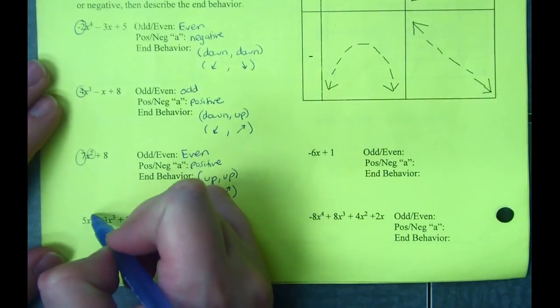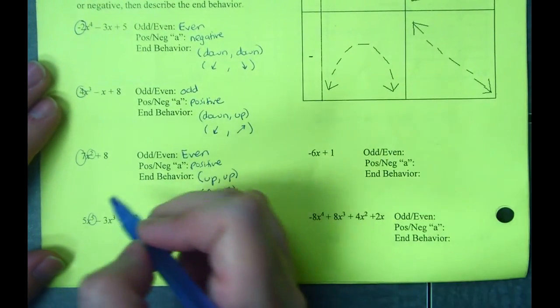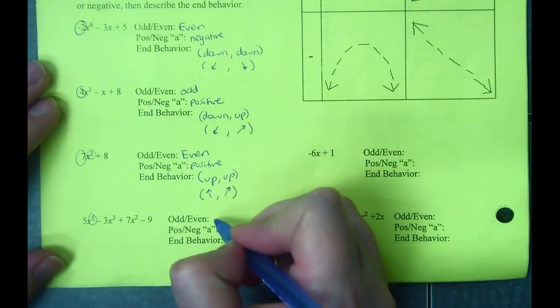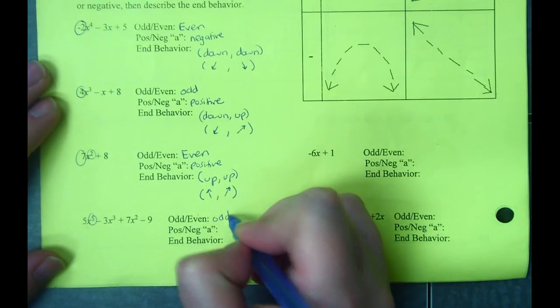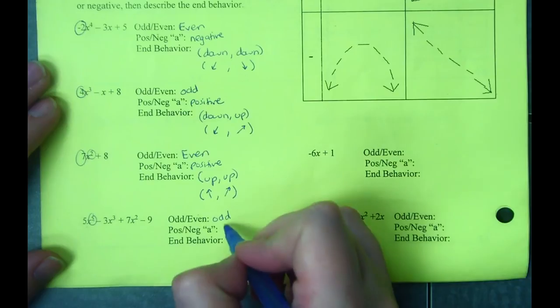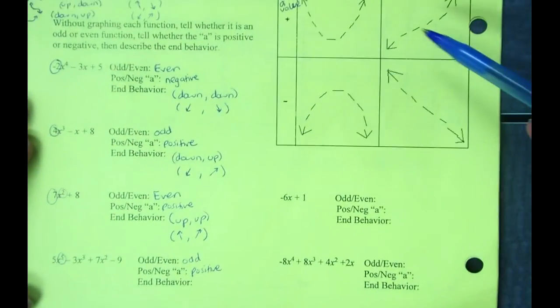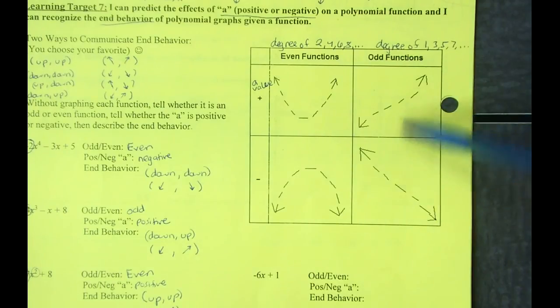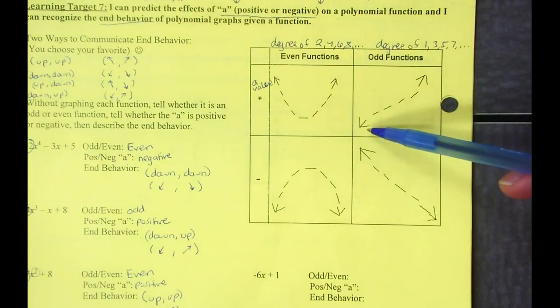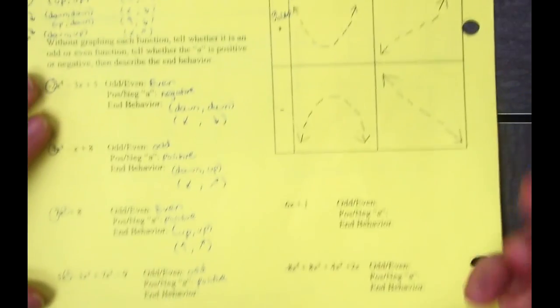This is an odd function because the highest degree is 5 and 5 is an odd number. And the leading coefficient is a positive 5, so that's positive. So if it's an odd function with a positive A value, that means that on the left side it's going to be going down at that end, and on the right side it's going to be going up.